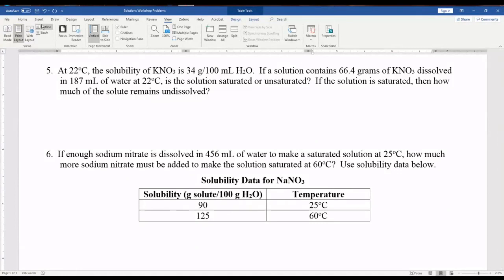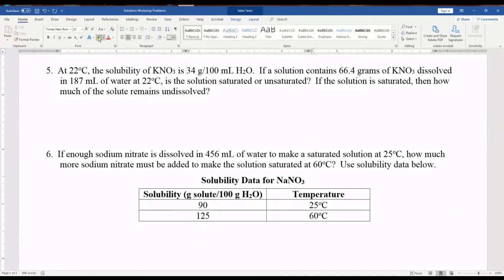Now, when we refer to the solubility of a substance, we're referring to the maximum solubility. In other words, this is the maximum amount that can dissolve at that temperature. So at 22 degrees Celsius, the maximum solubility of KNO3 is 34 grams per 100 milliliters.